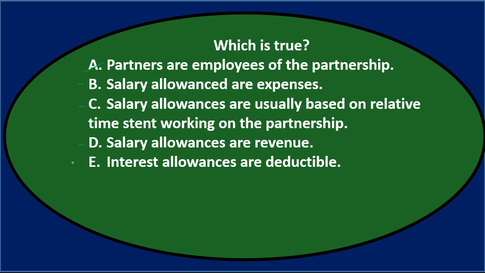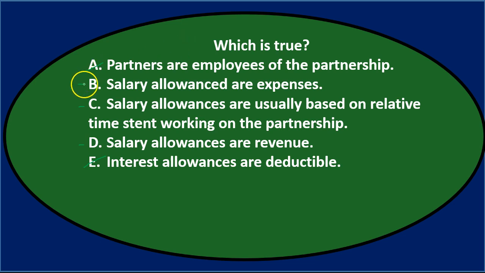And then E says interest allowances are deductible. So again, interest doesn't have anything to do with the others here. So I'm thinking we're probably focusing in on salary allowances. And it's the case that interest allowances are based on capital accounts and aren't deductible. They're not part of net income. They're not an expense. So we'll leave B, C, and D and go through this again.